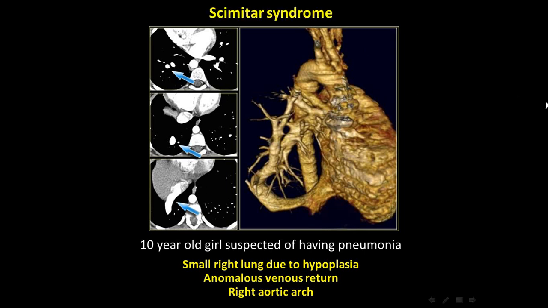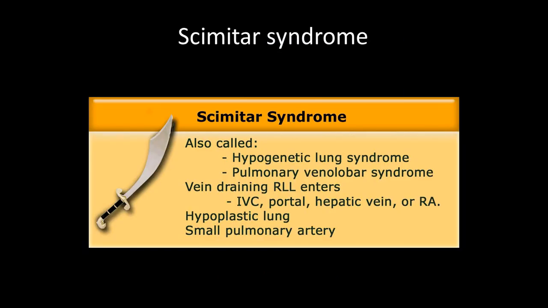So this is what is called Scimitar syndrome. So what is Scimitar syndrome? It's also called hypogenetic lung syndrome or pulmonary venolobar syndrome. It has the triad of anomalous pulmonary vein return. They can return into the IVC, into the portal vein, into the hepatic vein, or into the right atrium directly. Hypoplastic lung and small pulmonary artery. So that was a case of Scimitar syndrome.